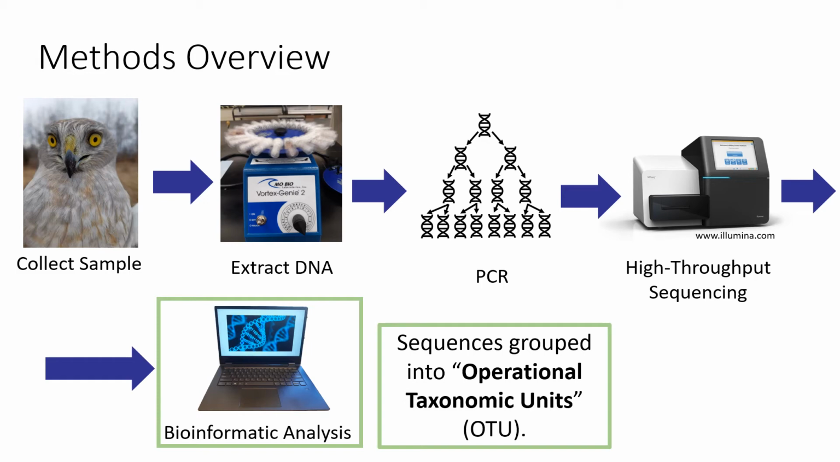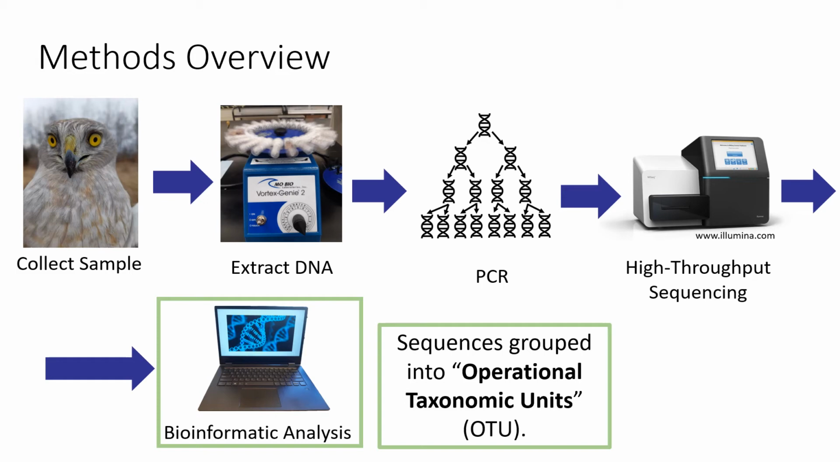That's not an exactly correct definition, and here's why. If we have two closely related species with the same sequence of DNA for our barcode, then they will be grouped together into the same OTU. Likewise, if we have two individuals of the same species and they have unique sequences for the barcode, then they will be grouped into two different OTUs.